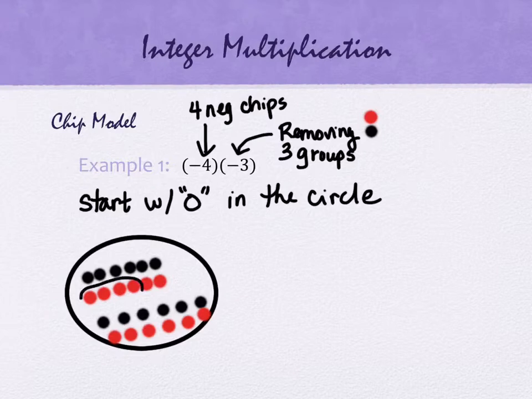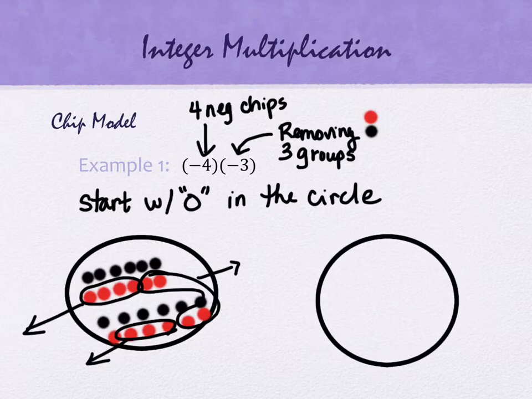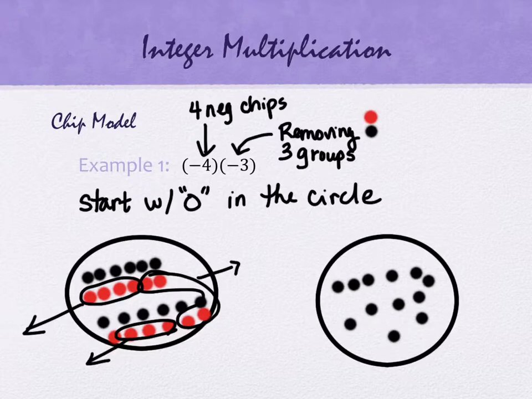But what I'm trying to do for my circle now is to remove 3 groups of 4 negative chips. So here is one group of 4 negative chips. Bam. Here's another group of 4 negative chips. And because I did not draw them very well, my other one is a wonky group, but that's okay. I still have 4 negative chips that I'm removing. And then I end up with a circle that has what in it? 12 positive chips. Because I've removed the 12 negatives.